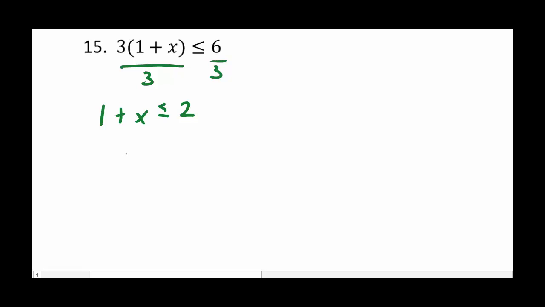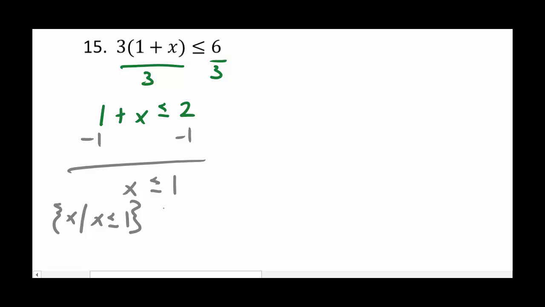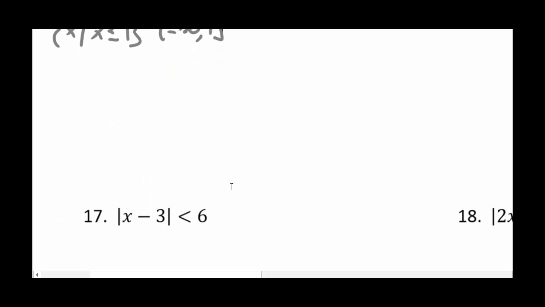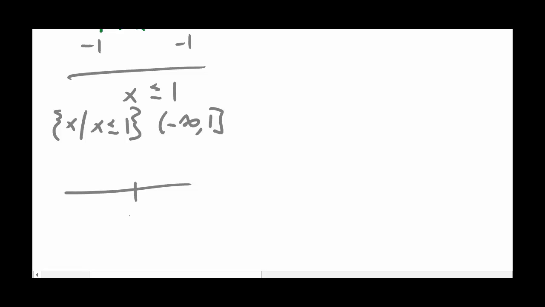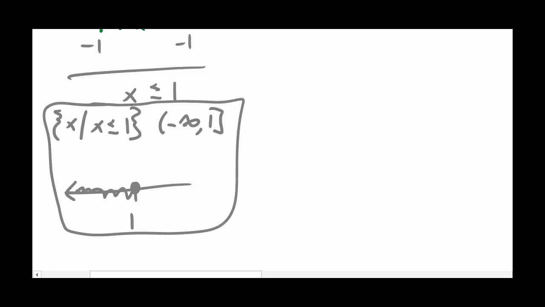And then I'm going to subtract the 1 off of both sides. So I get x is less than or equal to 1. And so there's one of my answers. So in set notation, it's x such that x is less than or equal to 1. Interval notation, that would be negative infinity up to 1 with a bracket. And then on a number line, sorry, getting ahead of myself here. On a number line, I would have a closed circle at 1, and I'd be shading everything to the left of it. So those are the 3 forms of that answer.